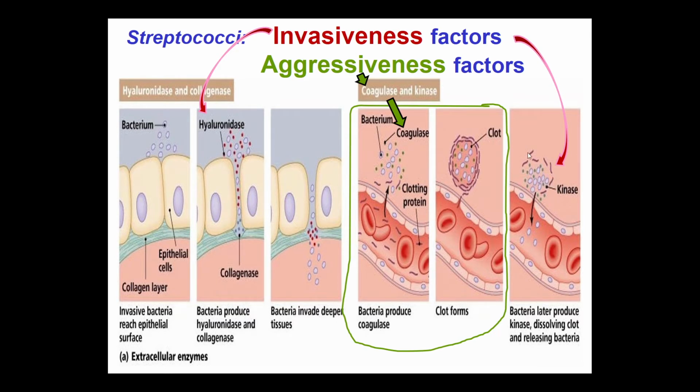Streptokinase, or fibrinolysin, dissolves the clot, and the bacteria accumulated in this place spread through the human body, for example, by entry into the bloodstream. Here you see collaboration between invasiveness factors and aggressiveness factors in the different stages of the infectious disease caused by Streptococcus.